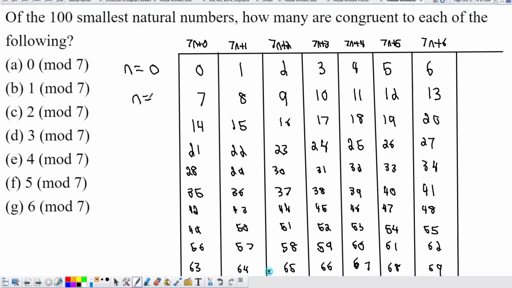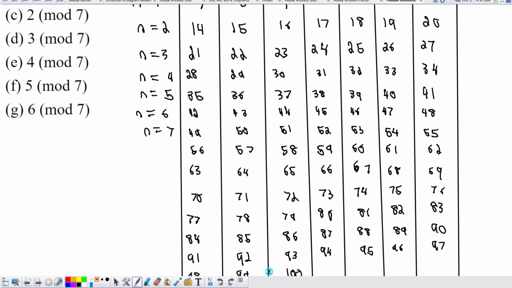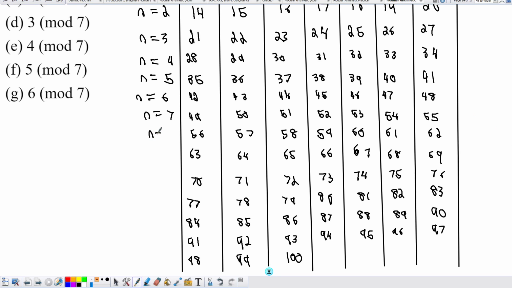Then we have when n is equal to 1. That generates all these values. n is equal to 2, and so on. n is equal to 3, 4, 5, 6, 7, 8, 9, 10, 11, 12, 13, and 14.